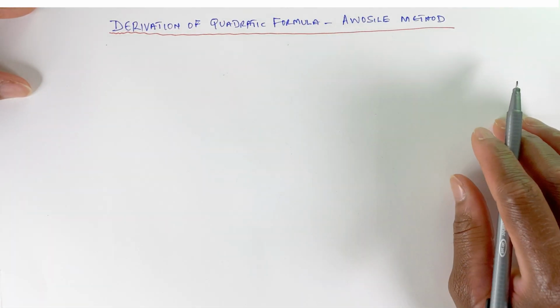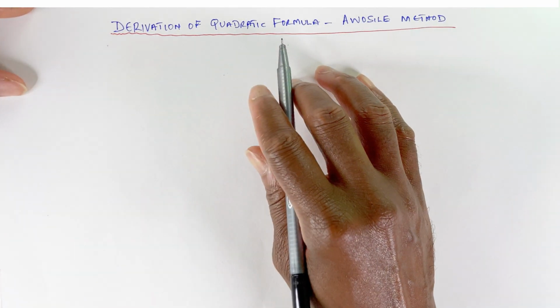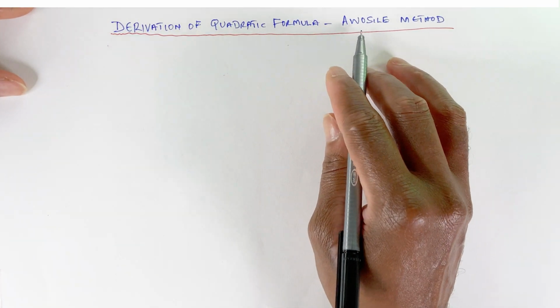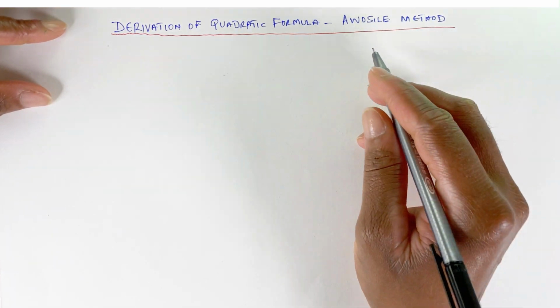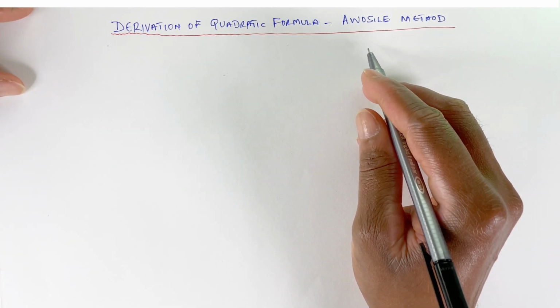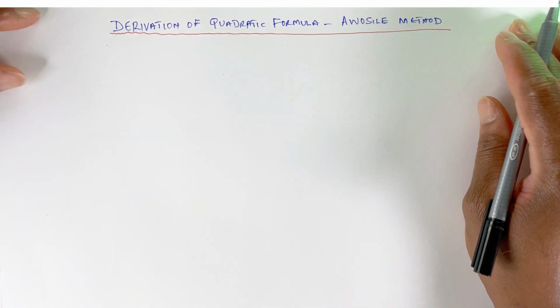Welcome to STEM School. Derivation of the quadratic formula by the Awosile method. I just coined it the Awosile method, but this method has been known.